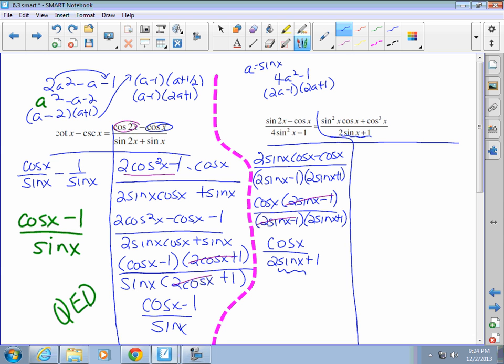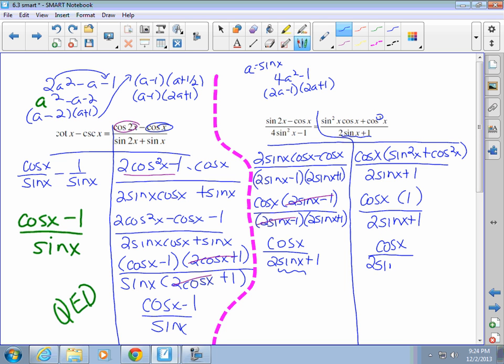The sine squared x cos x plus cos cubed x. Well, first thing I'm going to do is I'm working with a cubed. Can I get rid of that? Yes, I can. I can reduce it by GCFing that cos x. That leaves me with sine squared x plus cos squared x all over 2 sine x plus 1. Sine squared x plus cos squared x. That look familiar? Well, it should. That's the Pythagorean theorem. So this is just cos x. Sine squared x plus cos squared x is just 1. So what do I have? Cos x over 2 sine x plus 1. Left side is equal to the right side.